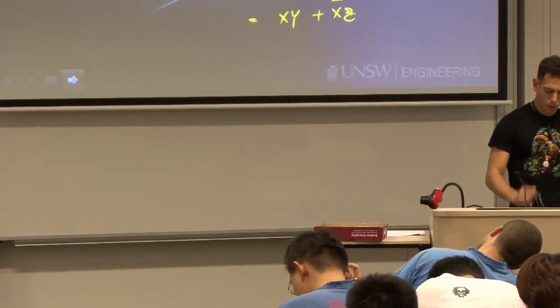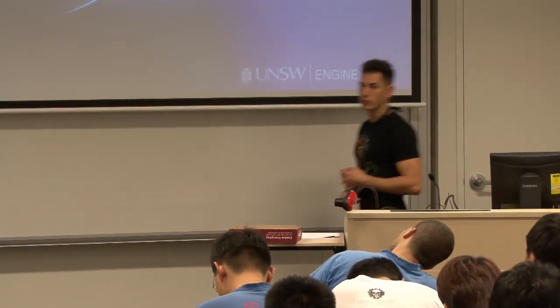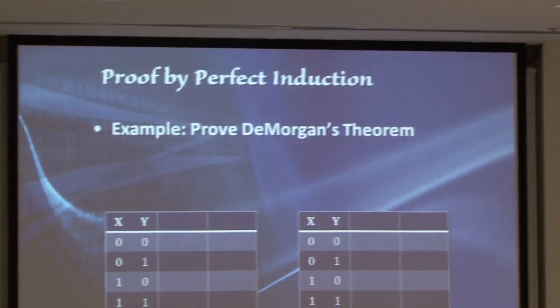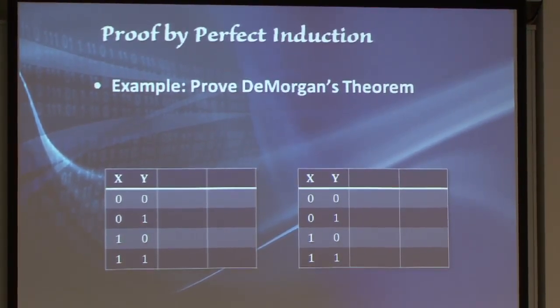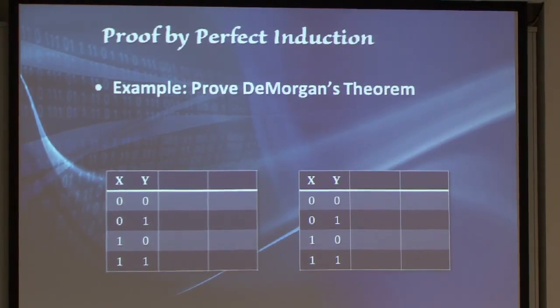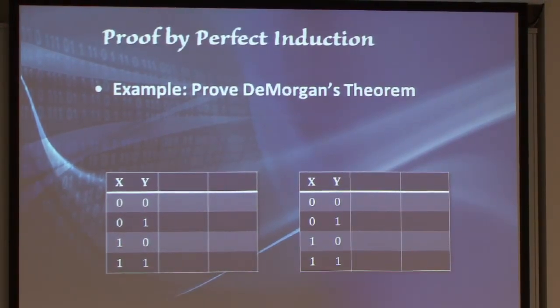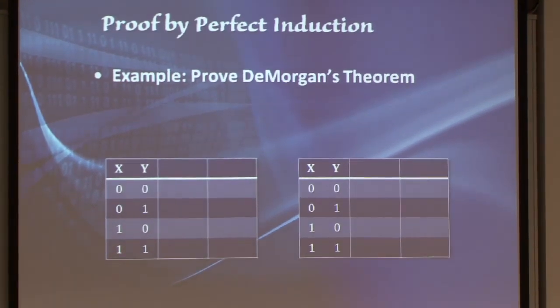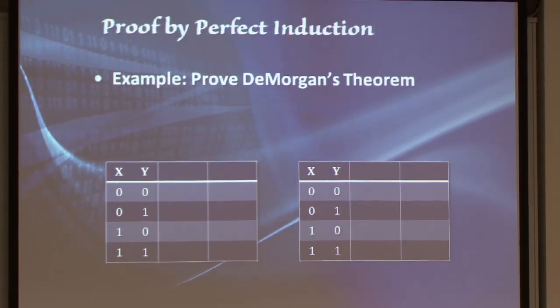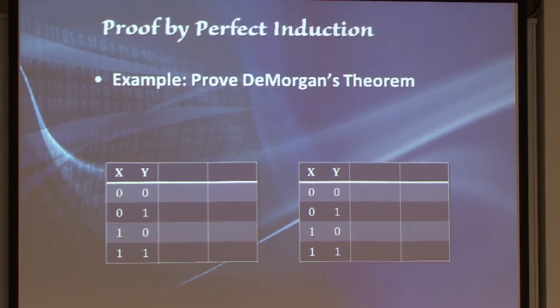There's another way of proving things, what we called proof by perfect induction. Proof by perfect induction says, and this is true for any Boolean theorem or for any identity you're trying to prove, if you can prove that the result you get for all the possible combinations on one side is the same result that you will get for all the possible combinations of the other side, that means the left-hand side and the right-hand side will be equal to each other. And this is how I'll prove De Morgan's Theorem, by perfect induction.